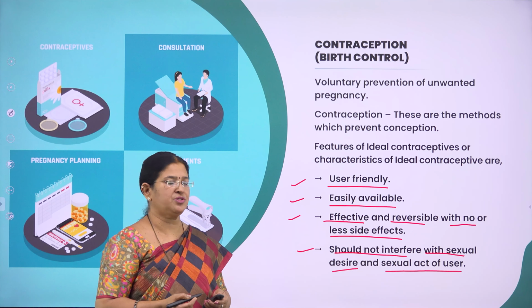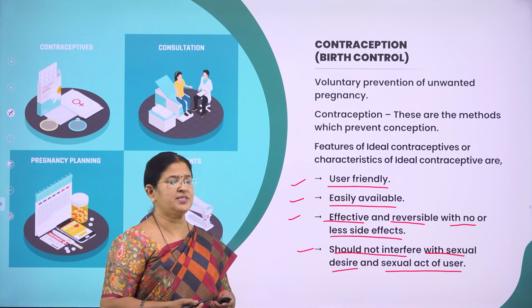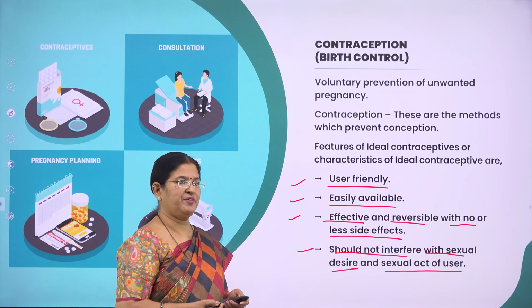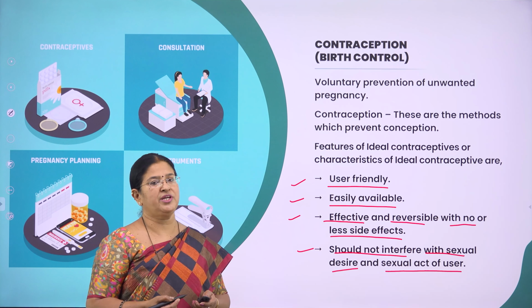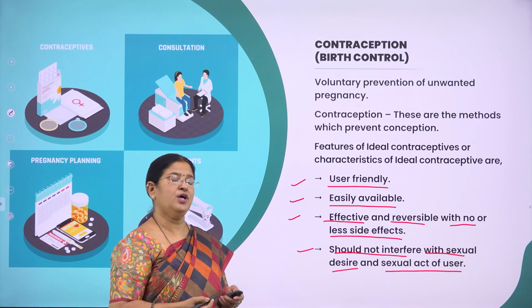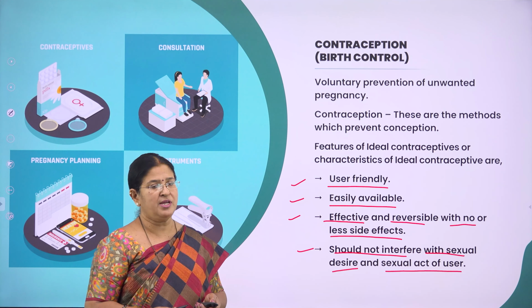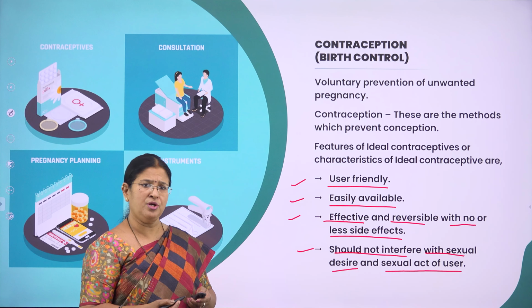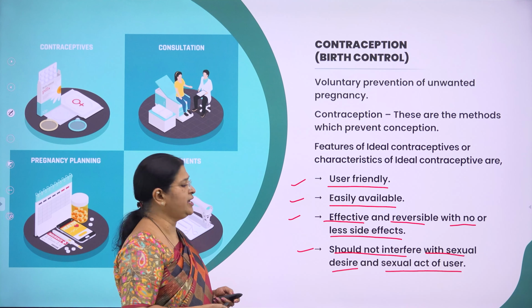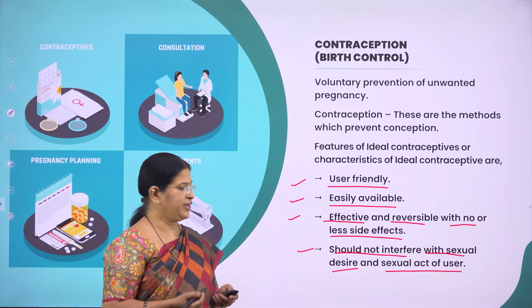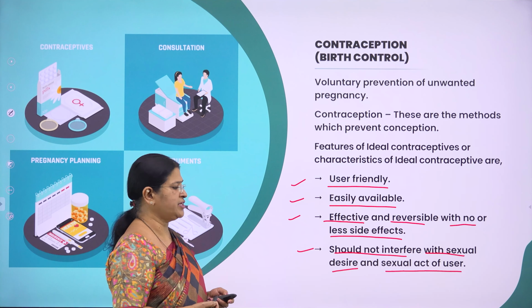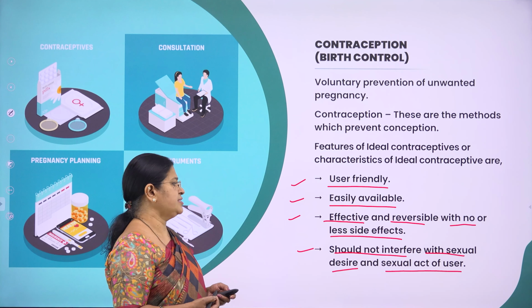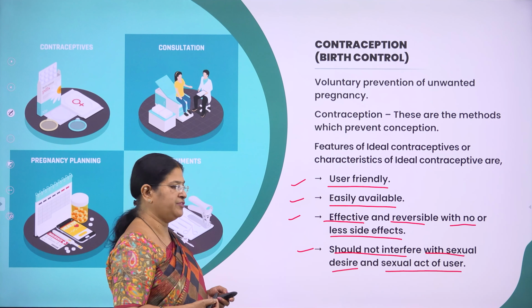So, I hope you have understood what contraceptive methods are. It is a voluntary or deliberate prevention of pregnancy during the sexual act, or prevention of conception, called contraception, and the methods of controlling conception are called contraceptive methods, which should be user friendly, easily available, effective with no or less side effects, and should not interfere with the sexual desire and sexual act of the user.